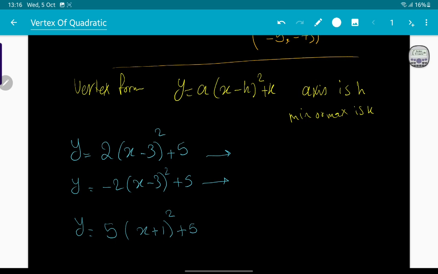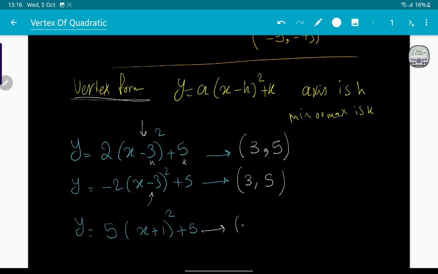Okay, we will do the following. When it comes to the vertex form, you take what's inside the bracket with the opposite sign, which is not negative 3, it will be positive 3, and what's outside the bracket stays as it is, because this is h, and this is k. So 3 and 5. What's the vertex here? It's 3 and 5. What's the vertex here? It's positive 1. We should take it with the negative sign, and what's outside stays the same.